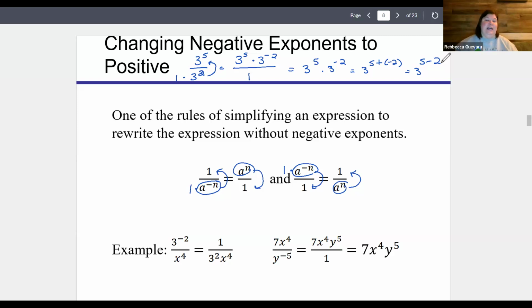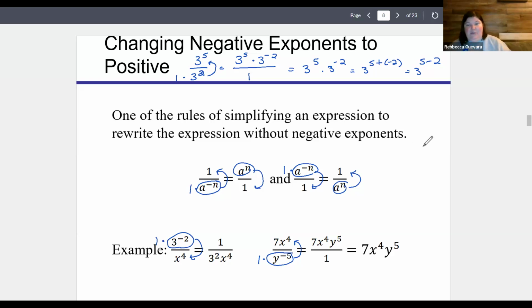So that is where we get the quotient rule: it comes from the part about negative exponents. Really what it's saying is that I can flip a number from the top or the bottom of my fraction, and it changes my exponent to positive or negative depending on where it started. Here we have 3 to the negative 2 over x to the 4th. I can move this to the bottom, remembering that invisible 1 gets left behind, and we're left with 3 squared x to the 4th. I have this negative 5 here and I want to make it positive, so I flip it up here, leaving that 1 behind.